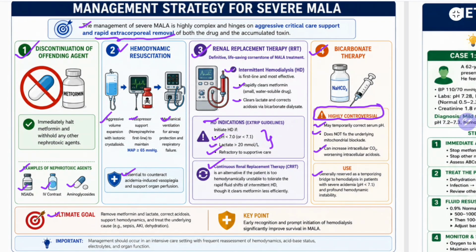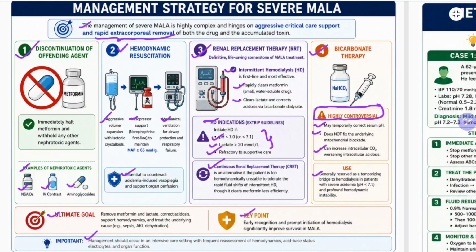The ultimate goal is to remove metformin and lactate, correct the acidosis, support the hemodynamics, and treat the underlying condition, for example sepsis, AKI, and dehydration. The key point is that early recognition and prompt initiation of hemodialysis significantly improve survival in MALA. Management should occur in an intensive care setting with frequent reassessment of hemodynamics, acid-base status, electrolytes, and organ dysfunction.